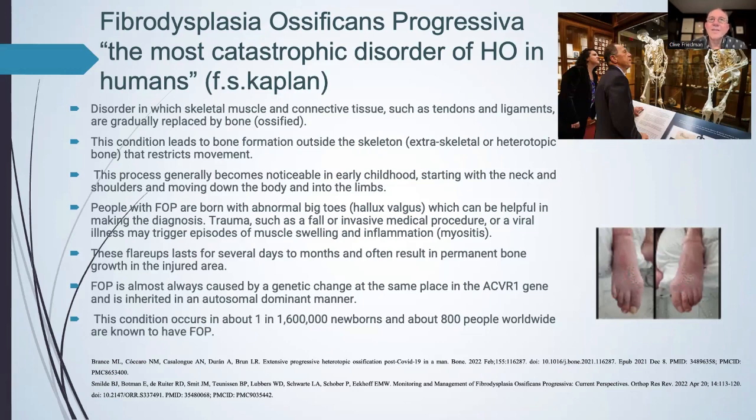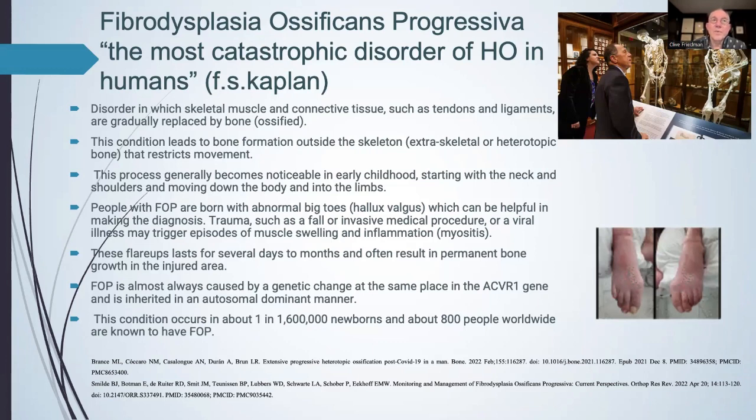The process is noticeable in early childhood. It starts with the neck and shoulders and moves down the body and into the limbs. And fortunately, the last joint to be involved in many instances, not all, by any stretch of the imagination, is the temporomandibular joint, luckily so.